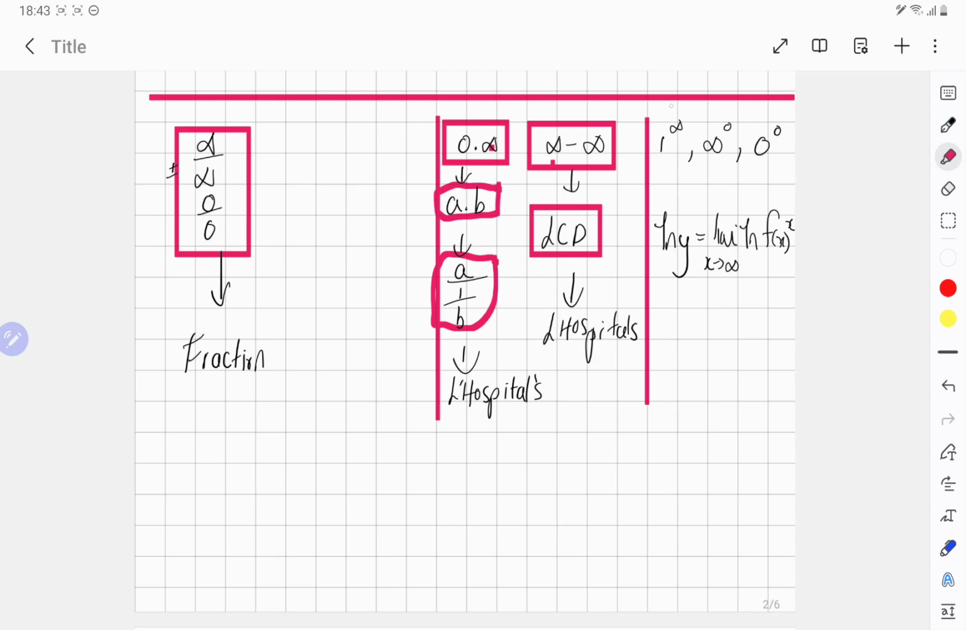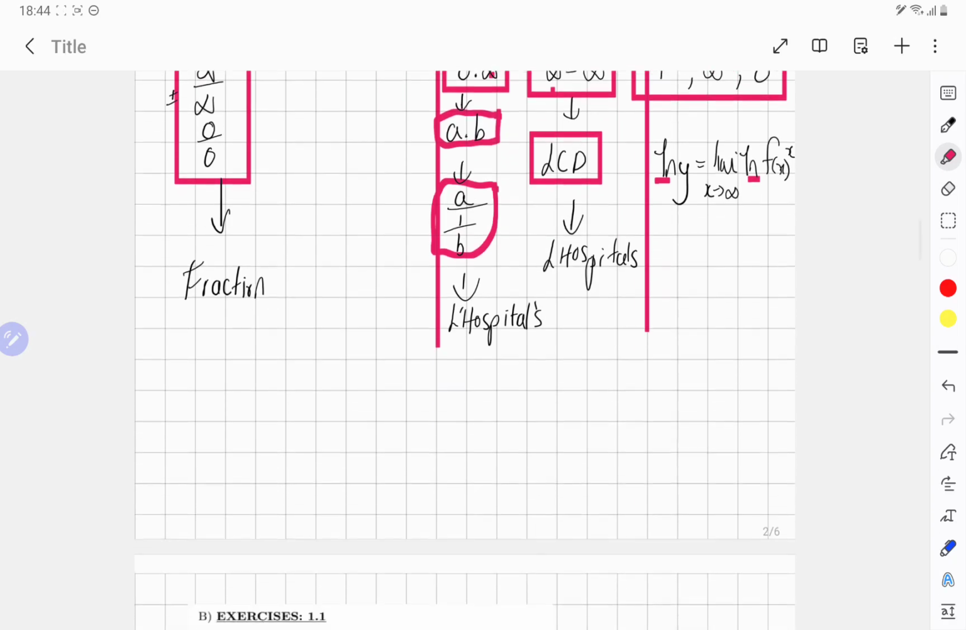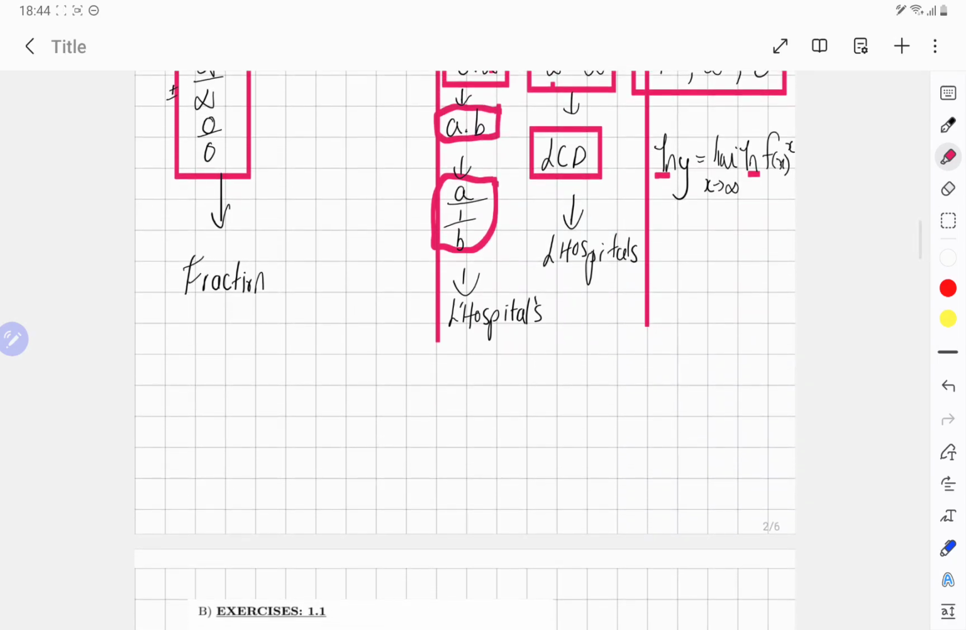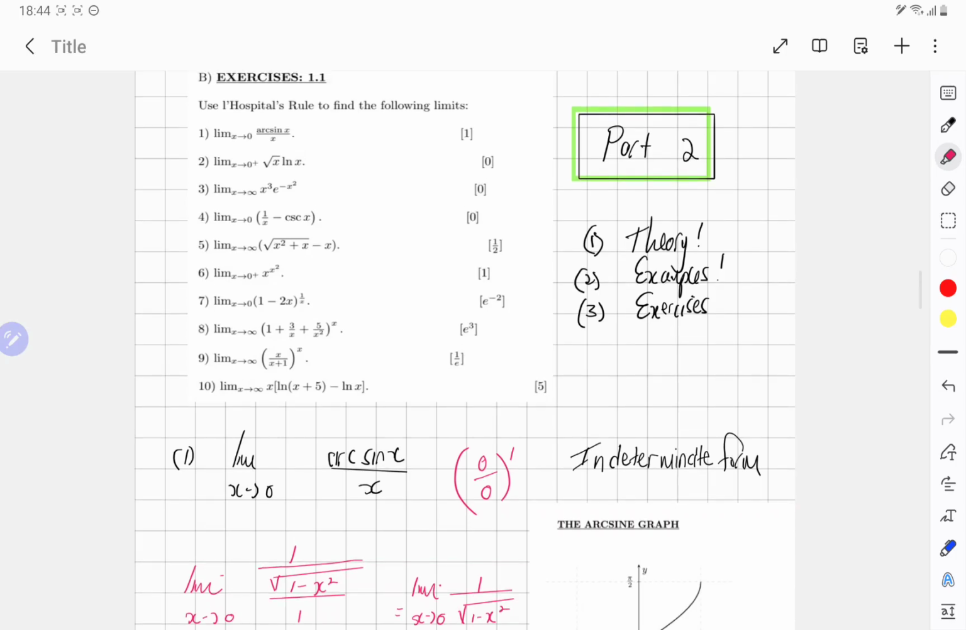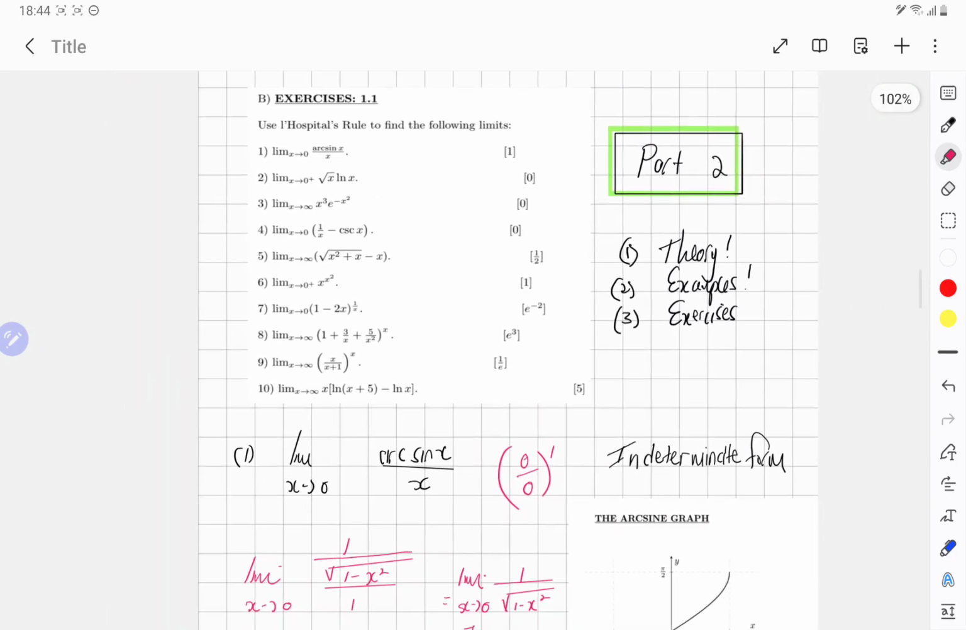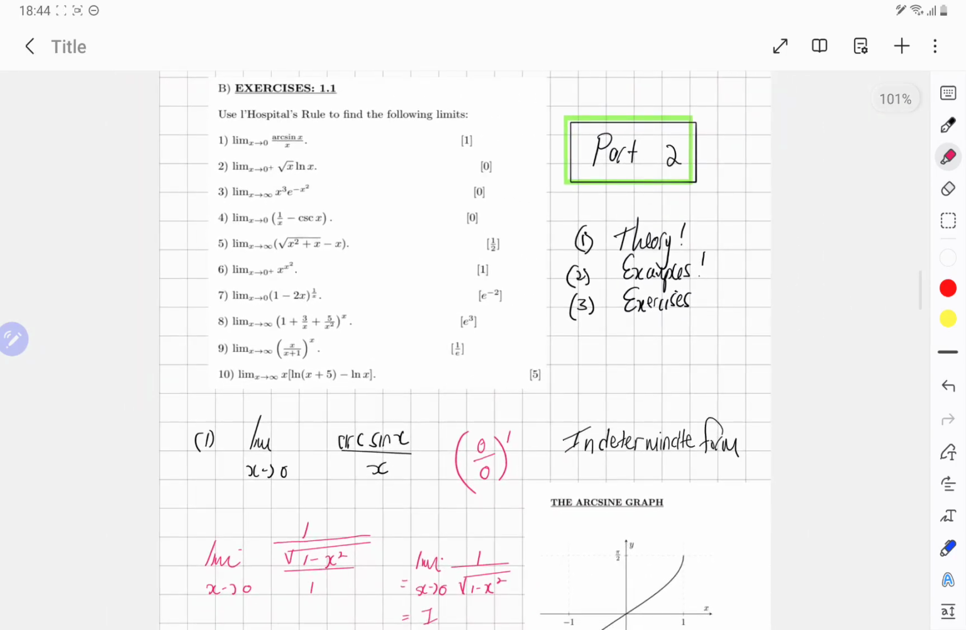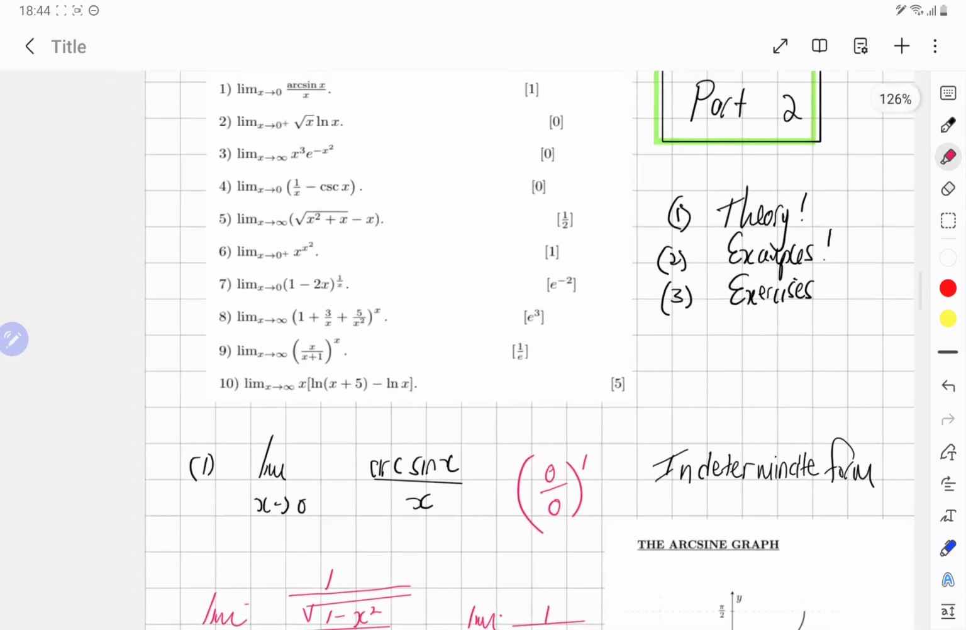Then, very important, these 3 indeterminate forms with exponents: 1 to infinity, infinity to the 0, or 0 to the 0. So what will we always do in those ones? We will ln both sides and then use our ln laws. But more on that while we are doing the test questions. So let's just see, we did our theory. Now we're going to do some examples.